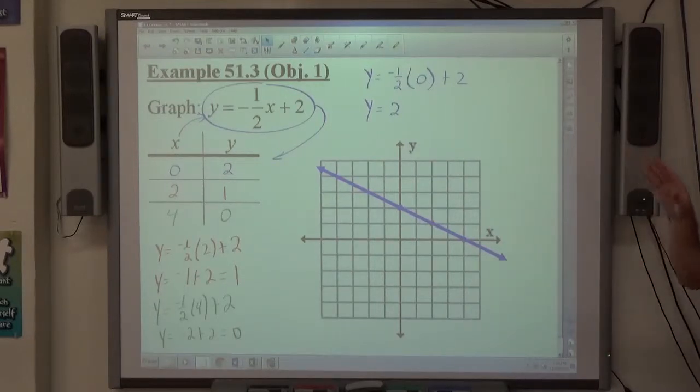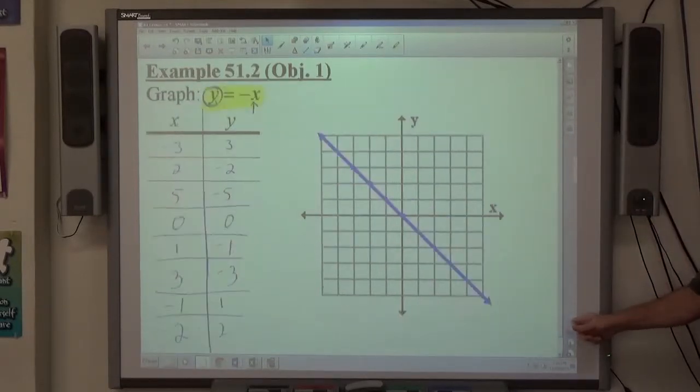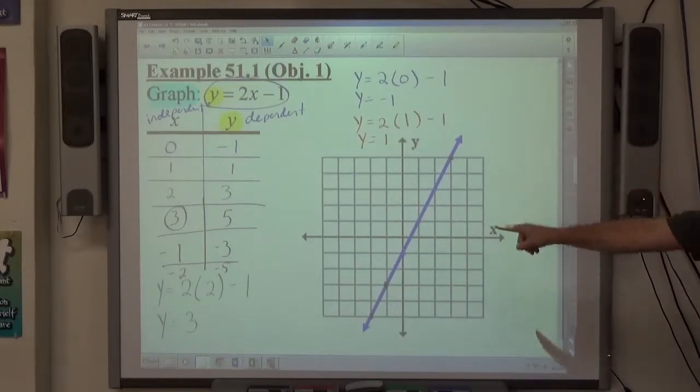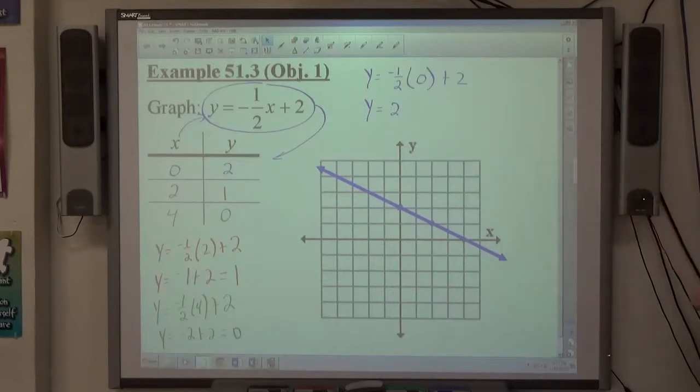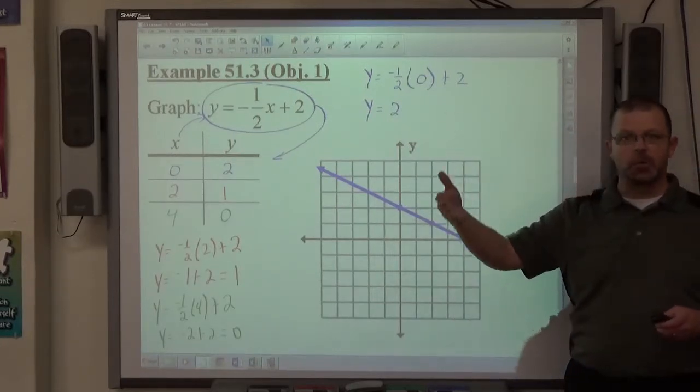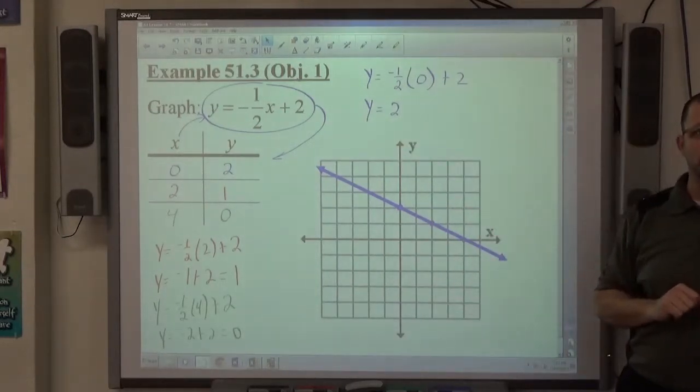Okay. Notice all 3 of these graphs again were slanted. Y and x, slanted line. Again, that's recognition for you. If you see a graph and it's got both y and x, expect a slanted line to come out.